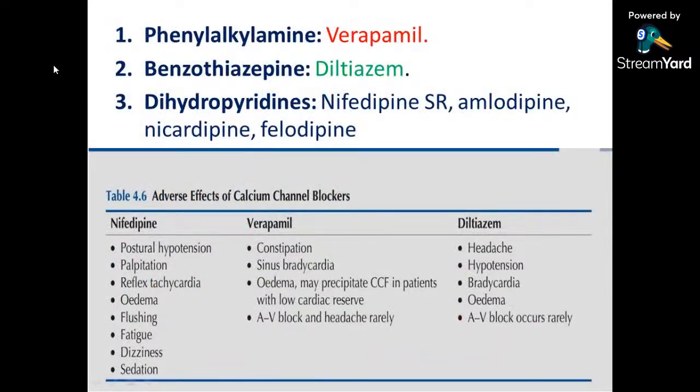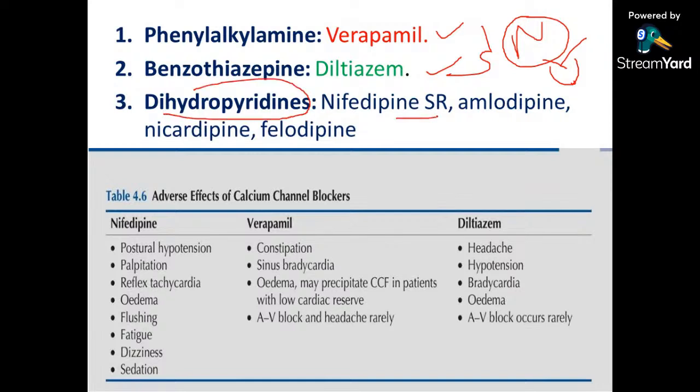Let me clarify here. See, we have verapamil and diltiazem. These both are non-dihydropyridines which will act on the heart particularly. And dihydropyridines are nifedipine, sustained-release tablet, amlodipine, nicardipine, felodipine, all these drugs, or we have many other dipines. They will act on blood vessels. So we have to select verapamil and diltiazem. In these two, we have to select verapamil because verapamil is showing constipation, whereas diltiazem has no constipation. Simple.